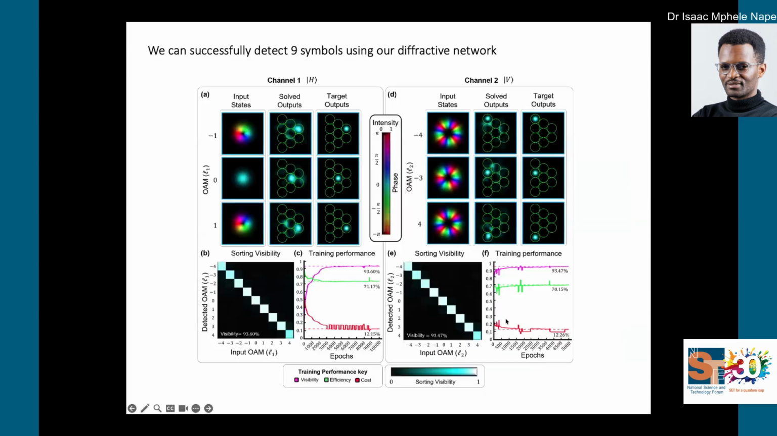And currently, we've been able to actually design a system that's able to detect close to about 9 patterns. And we're still trying to push this even further so that we can maybe access many, many more modes and so that we can have a very large encoding alphabet.